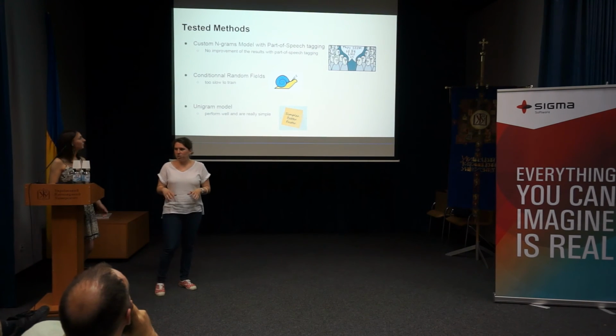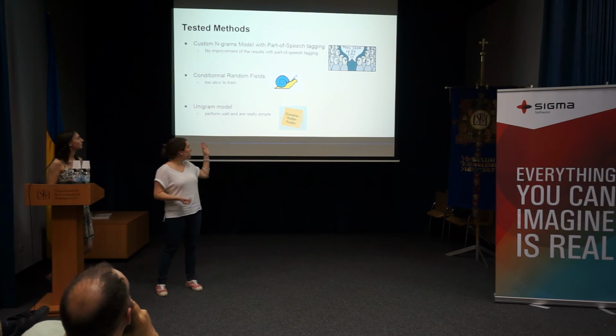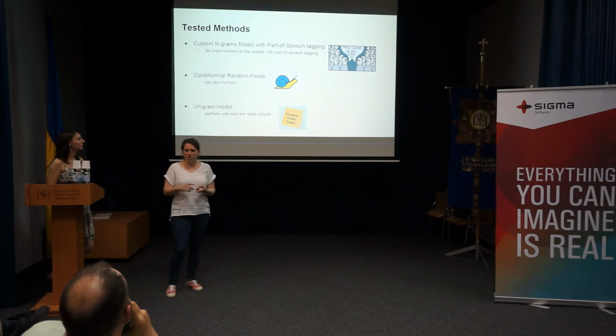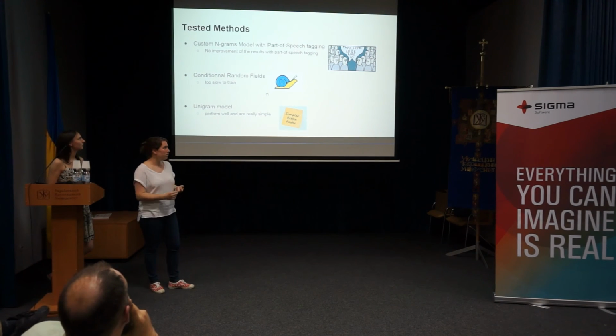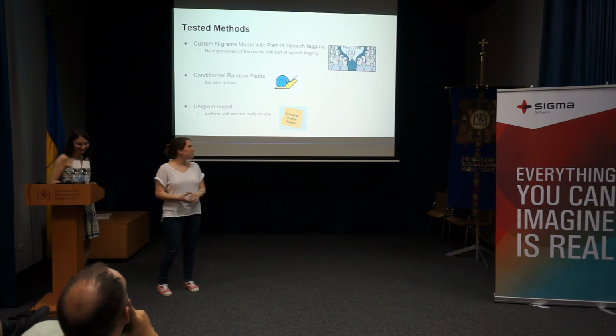Before going to that model, we tried several runs with more or less success. So the first one was with part-of-speech tagging. So actually, it performed worse than just the n-gram, without the part-of-speech. The second one we tried was the conditional random fields. So it was quite long and slow to train. So we considered it a failure and stuck to something easier.